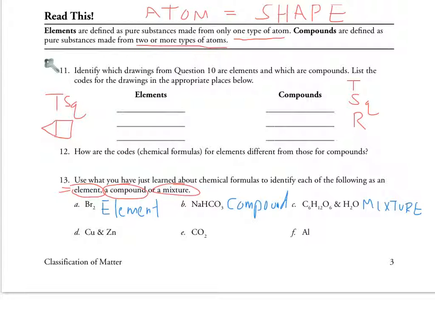Here we have Cu and Zn, happens to stand for copper and zinc. Again, you don't have to know that. We should know that there are two different types of elements. We could use different shapes to represent them. So this would be another example of a mixture.